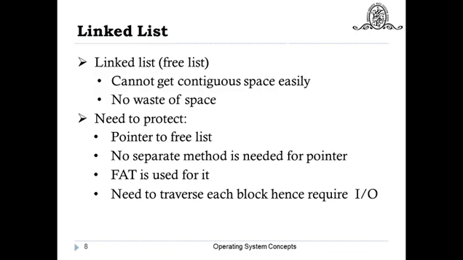So to find contiguous space or contiguous blocks, we need to observe the address or number of the block. But one thing is there, that there is no waste of space, and random blocks are used for creating or storing the files. But here we need to protect the pointer to the free list. FAT is used for it, because FAT, that is the file allocation table, easily maintains the pointers, and we need to traverse each block, hence it requires IO.